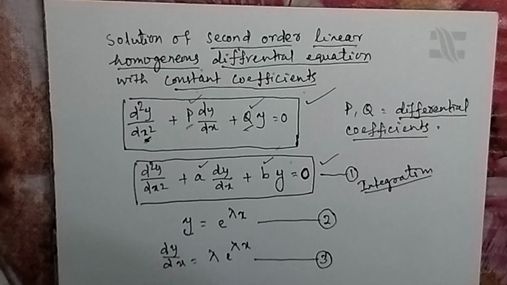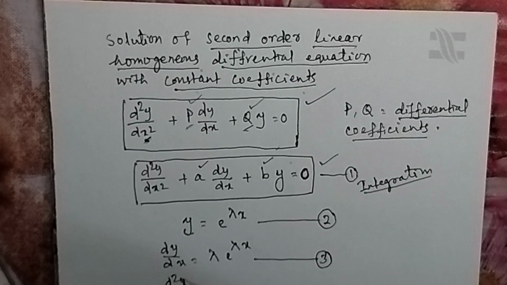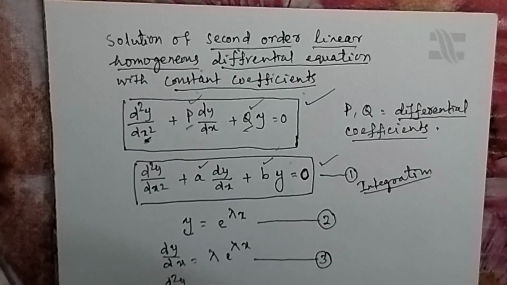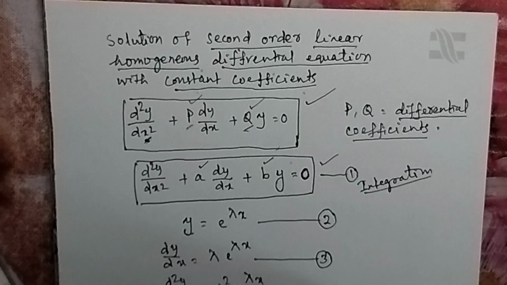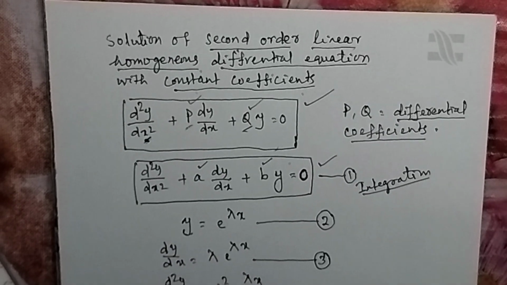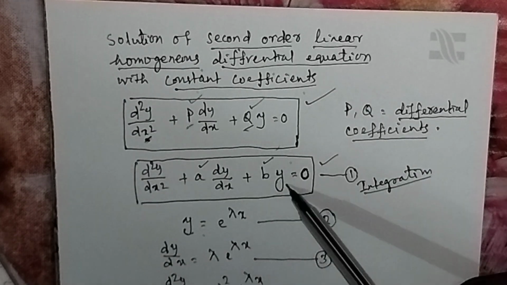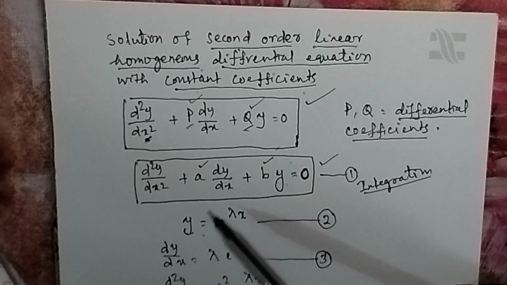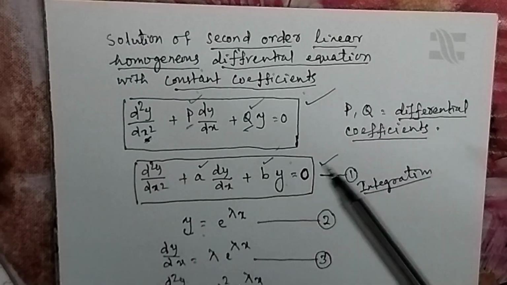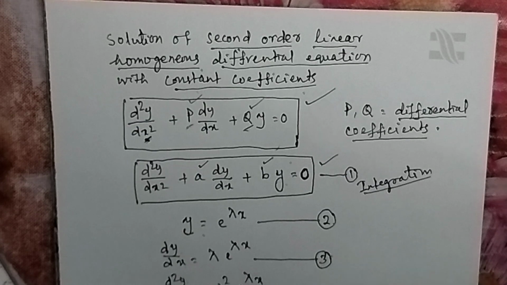And what will be the second derivative? The second derivative of the function will be equal to lambda square into e to the power lambda x. Suppose this is equation number 4. Now what will we do? You have to substitute the value of y, the first derivative of y with respect to x, and the second derivative of y with respect to x in this equation. So putting the values of 2, 3 and 4 in equation 1, what will you get?